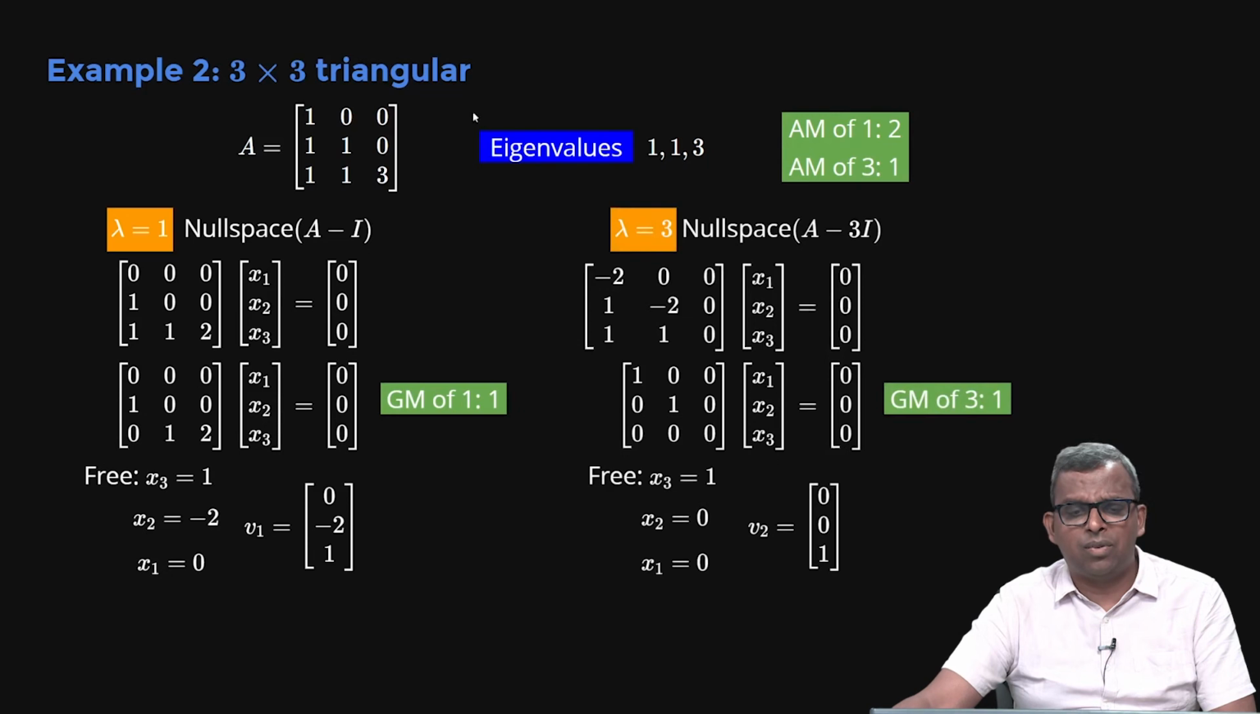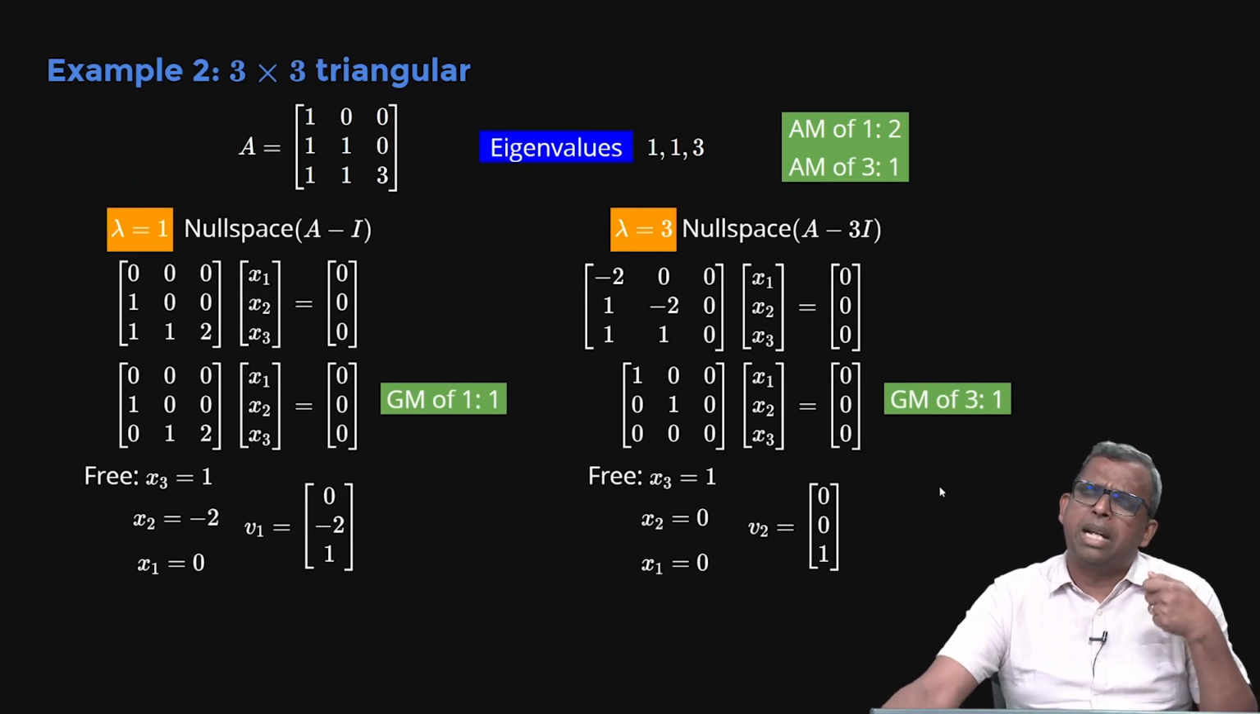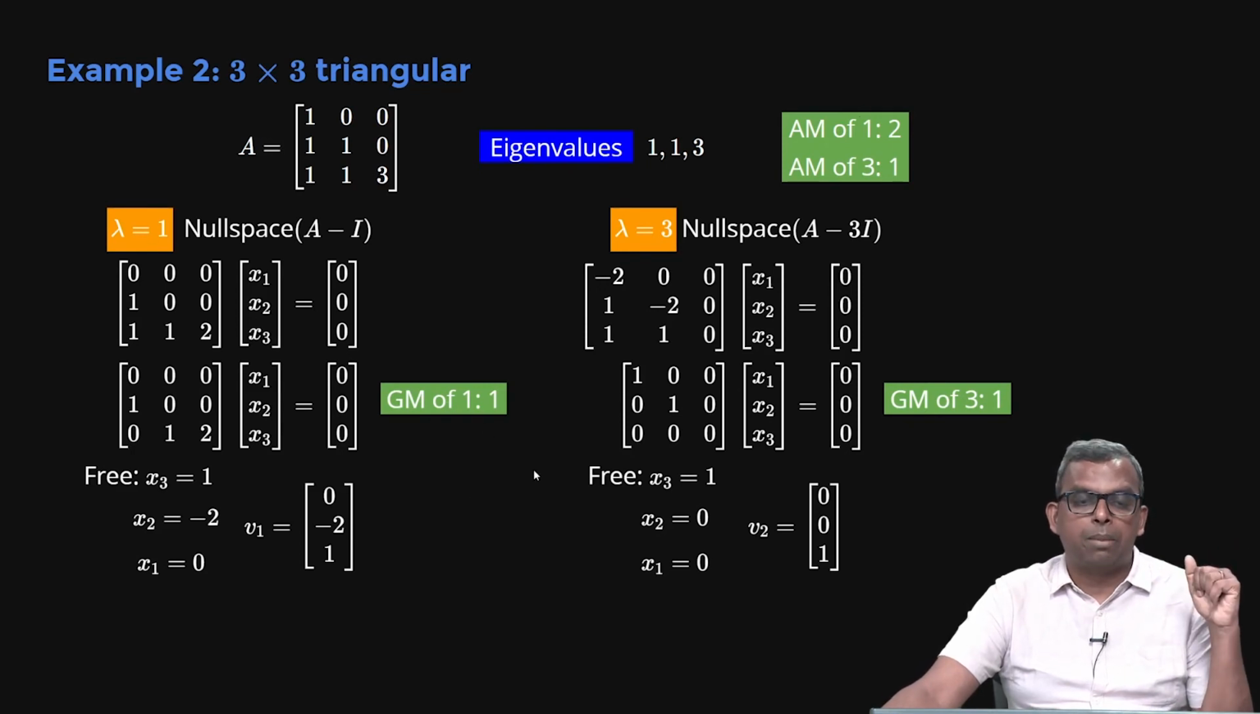For lambda equals 3, it's very easy. Again, the 0, 0, 0 will come, so 0, 0, 1 would be your eigenvector, and so lambda equals 3 has a geometric multiplicity 1. We know geometric multiplicity has to be at least 1, but it can be equal to 1. So here is an example where it did not meet the algebraic multiplicity.